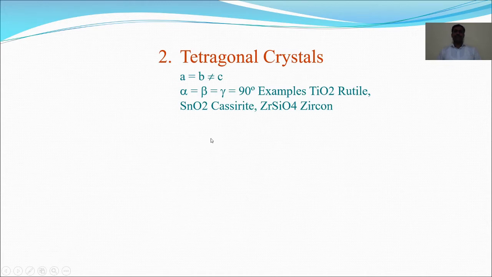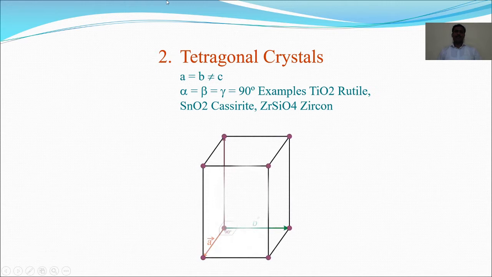Second crystal system, tetragonal. In tetragonal system, a is equal to b but not equal to c. Alpha is equal to beta is equal to gamma is equal to 90 degree. Examples are rutile TiO2, zircon ZrSiO4 and cassiterite SnO2.